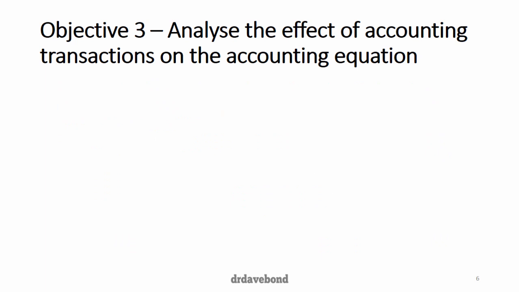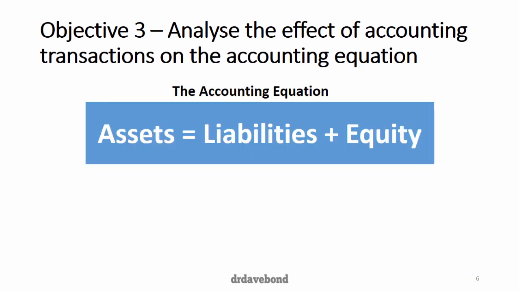This third objective is to look at the effect of accounting transactions on the accounting equation, which means we have to understand what the accounting equation is first. And it is simply assets equals liabilities plus equity. It looks really similar to the balance sheet, and it is.